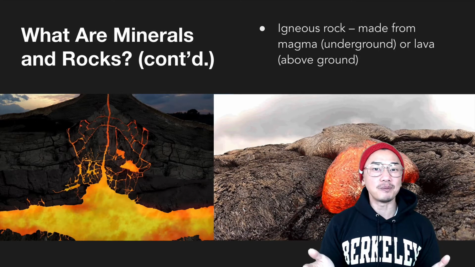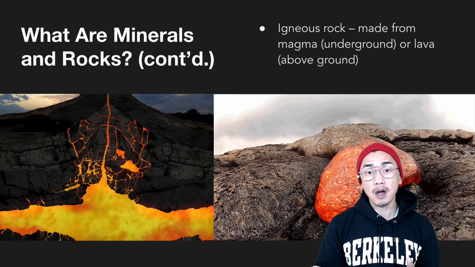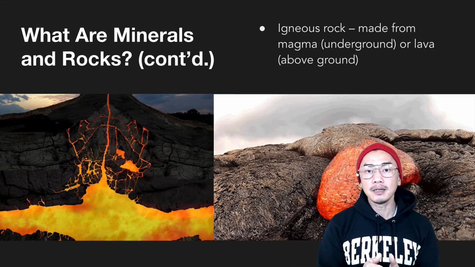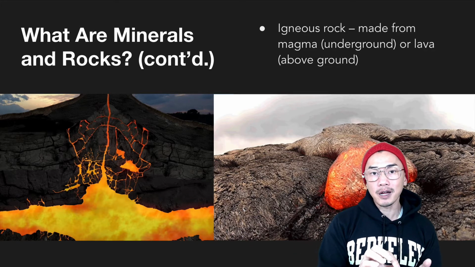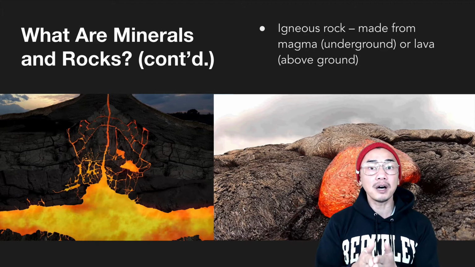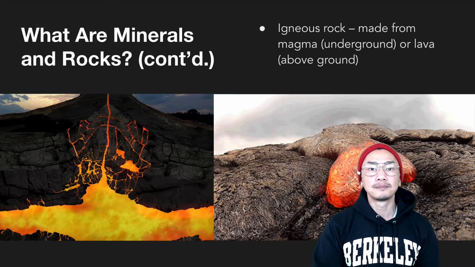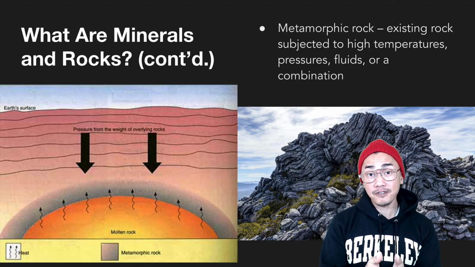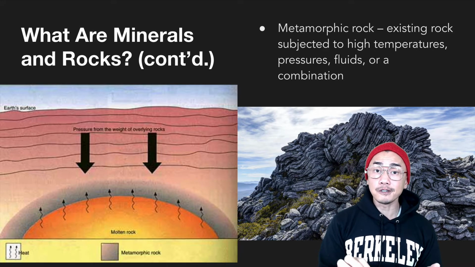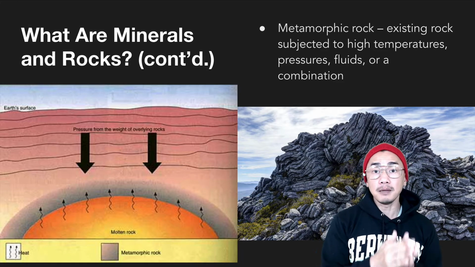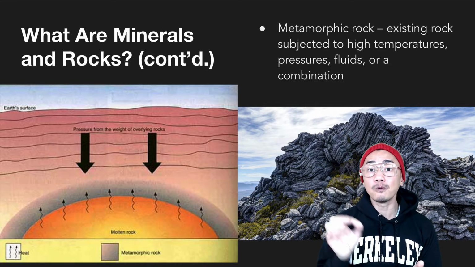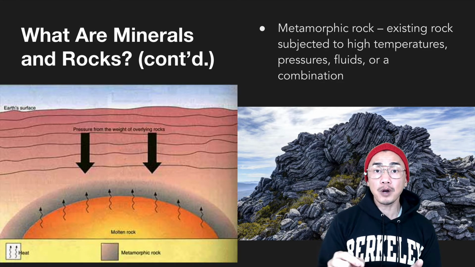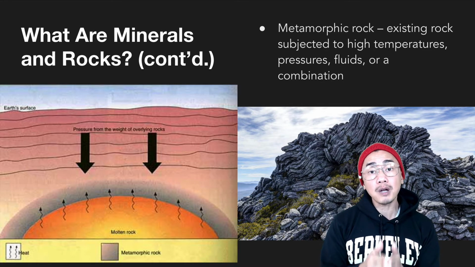The second type of rock is called igneous rock, and is produced from molten or melted rock. It can either begin underground as magma or above ground as lava. The third type of rock is metamorphic rock. Metamorphosis means changing form, and metamorphic rock forms when existing rock is subjected to high temperatures, pressures, fluids, or some combination of them.